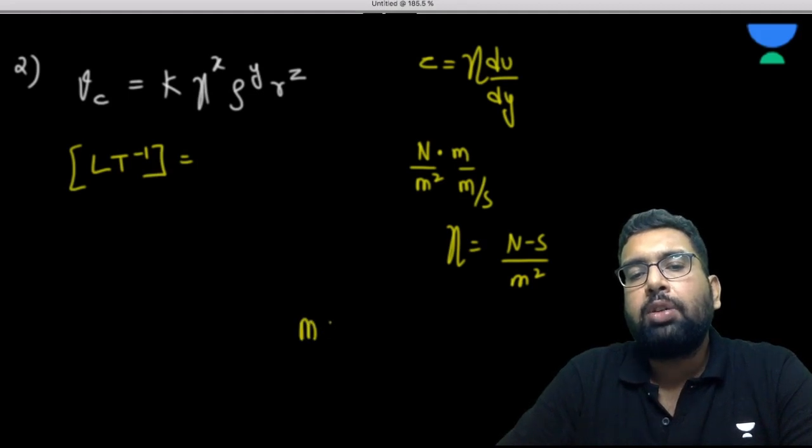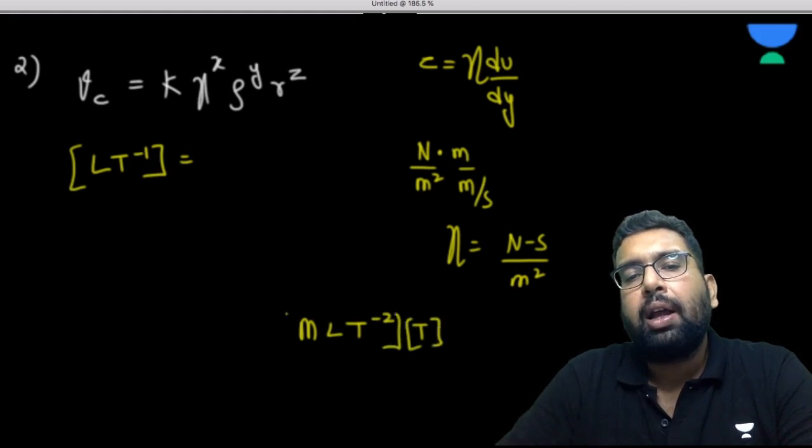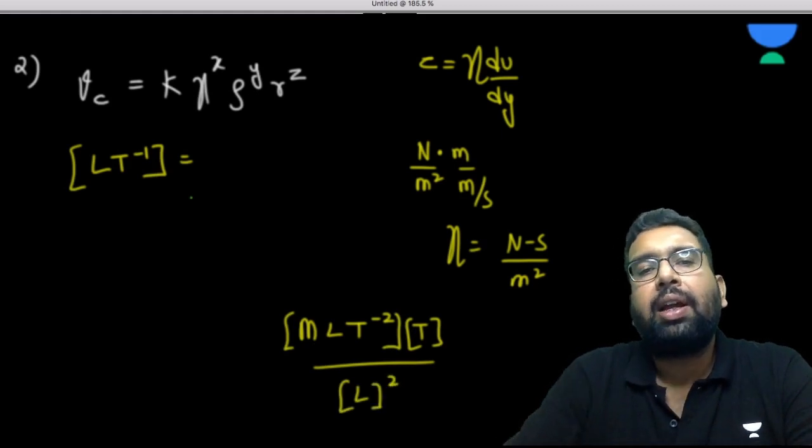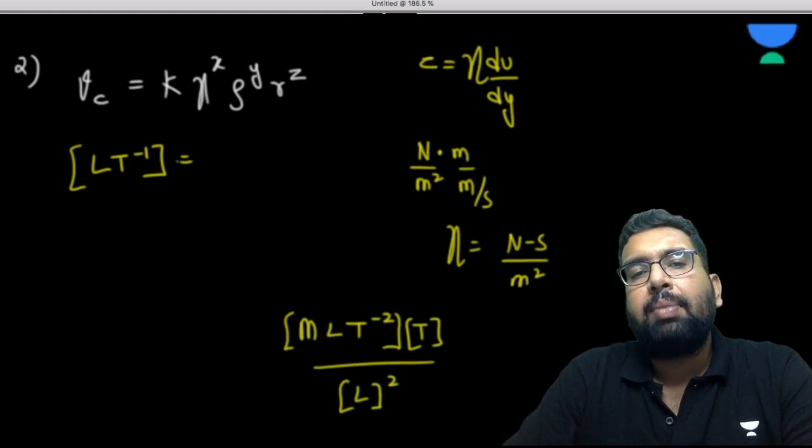So what is the dimension of Newton, sir? It is MLT^-2. What is the dimension of second, sir? It is T. I'm just writing the dimension for the time being. And we have meter square, so this is L^2. So from here right away we can write LT^-1.